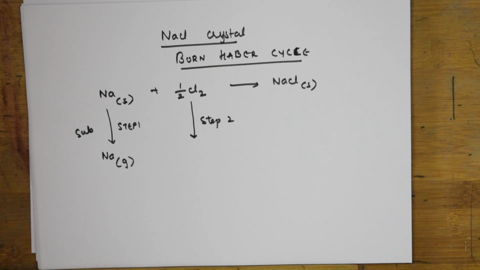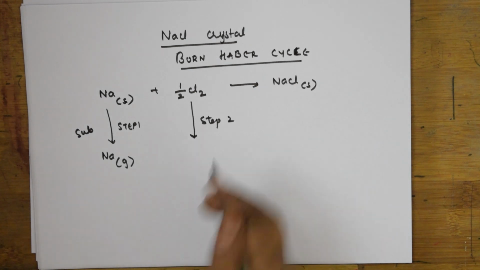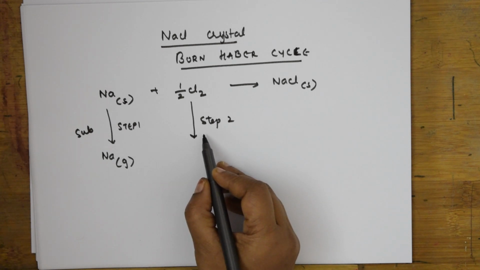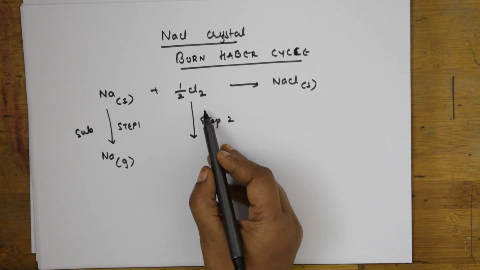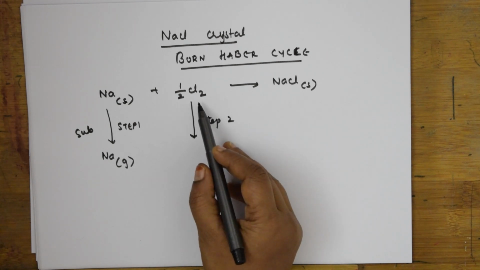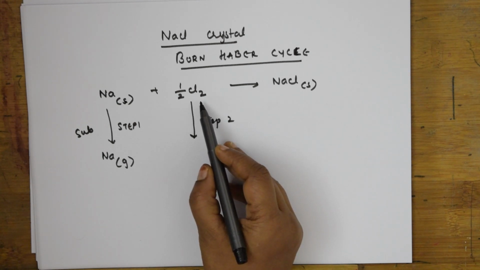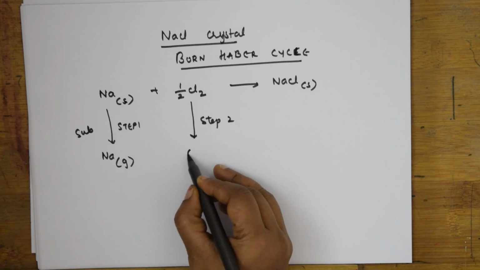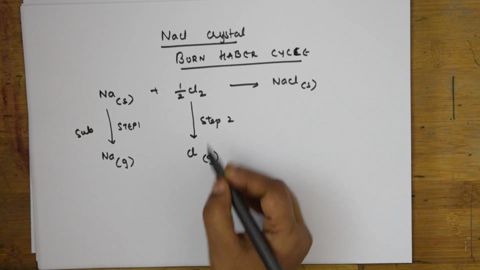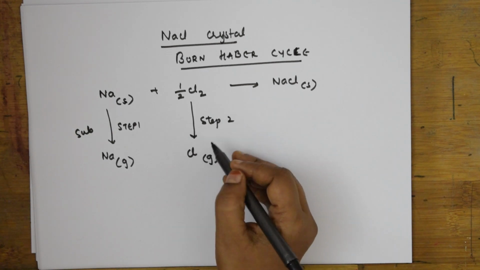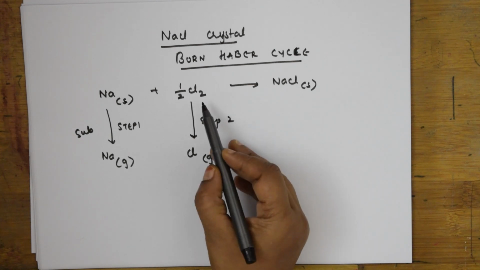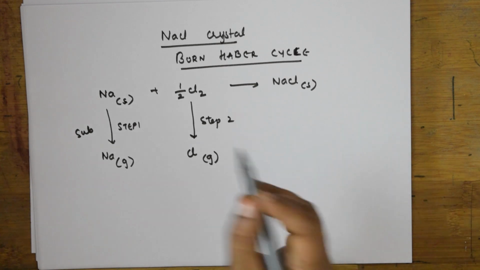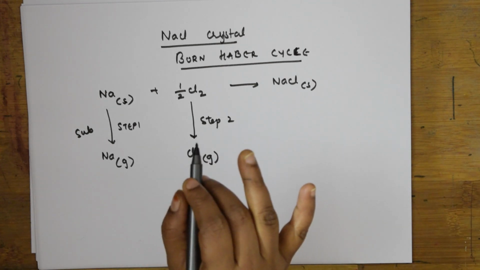Sublimation. Now this is over. Let's take step 2. In step 2, what happens here? This is dissociation. Now this is your chlorine molecule, isn't it? This chlorine molecule dissociates into chlorine atoms. So it is dissociating from chlorine molecule to chlorine atom. It is nothing but dissociation, isn't it? So enthalpy of dissociation. Simple.